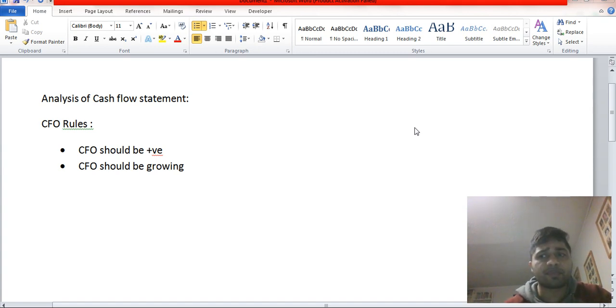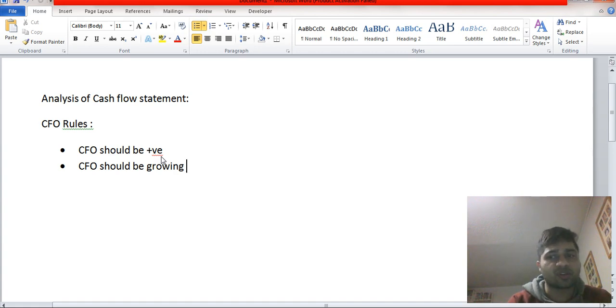So I have a very simple framework. Cash flow from operations should be positive. If cash flow from operations is negative, you are giving money to the company and the company is not giving you anything back. In fact, it is taking that cash from more investors, or it is getting cash flow from financing to substitute that cash from operations, which is negative, and that is not good for you. You do not want the company to use your money and not generate anything on it. So cash flow from operations should be positive.